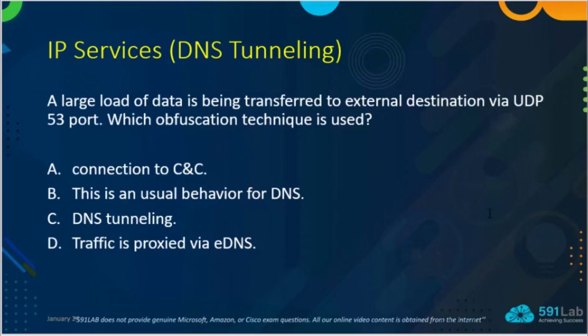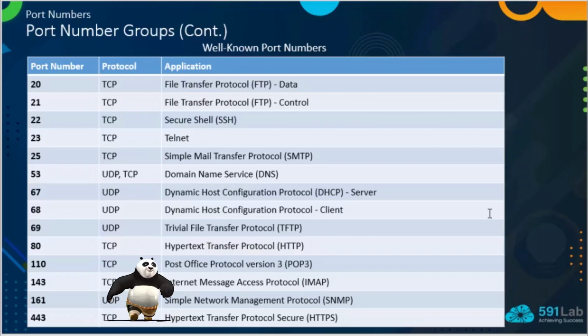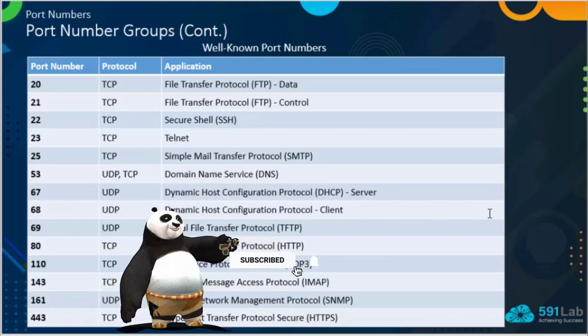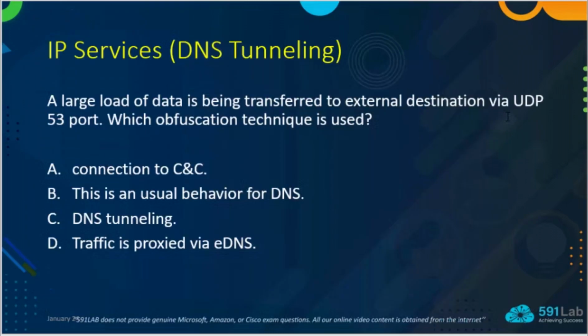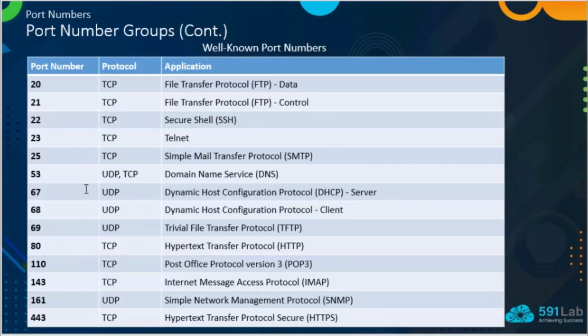All right, so let's talk about port numbers. We have well-known port numbers, and these are different port numbers. You can see that the question is emphasizing UDP port 53. Port 53 is UDP, the Domain Name Service. So anytime we see port 53, we should know that it's talking about DNS services. It's the port that is used for DNS services.